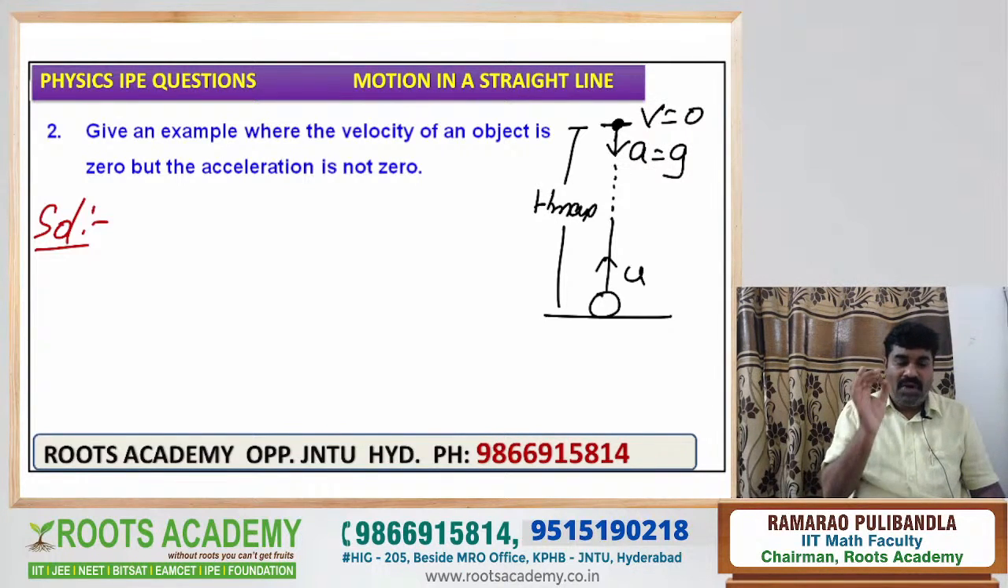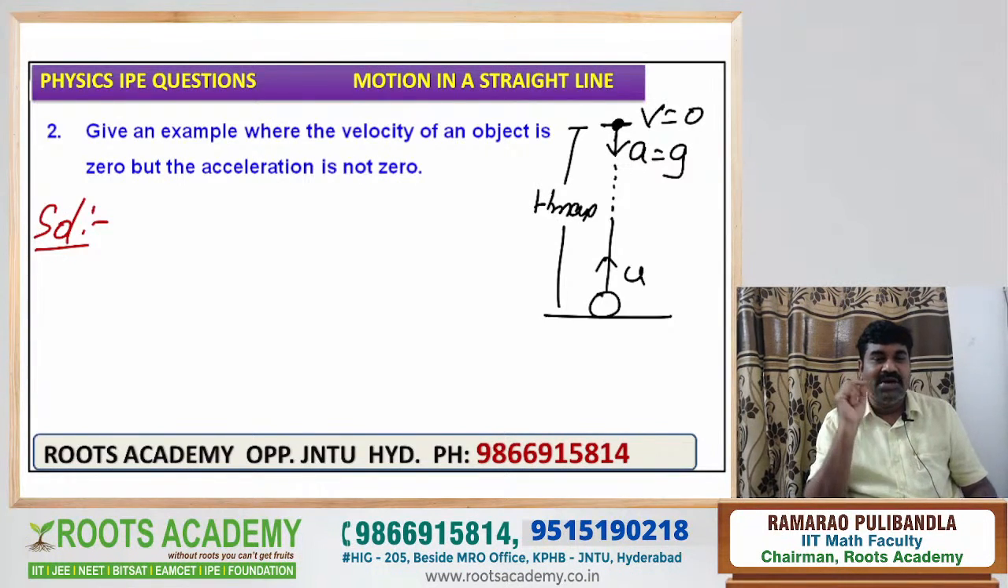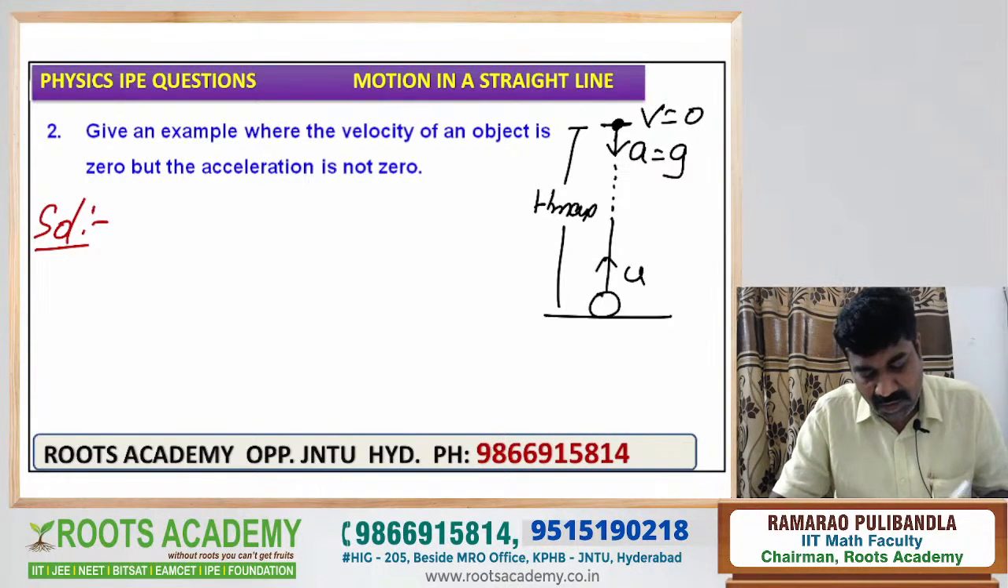direction. So what is the example of the velocity of the object being 0 but not the acceleration? If a body is projected vertically upward, at the maximum height the velocity of the body becomes 0, but acceleration is acting in the vertically downward direction. Here, what is the answer?